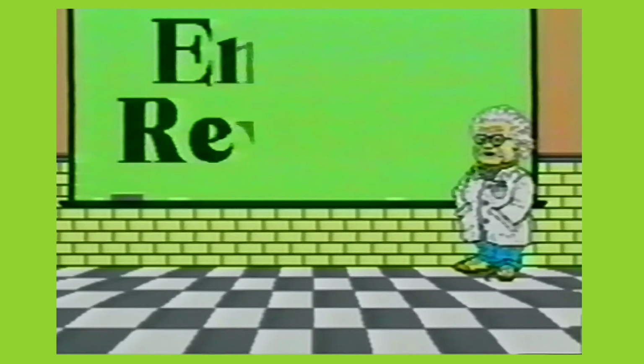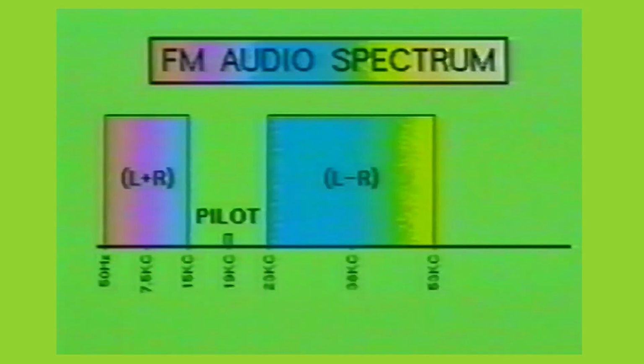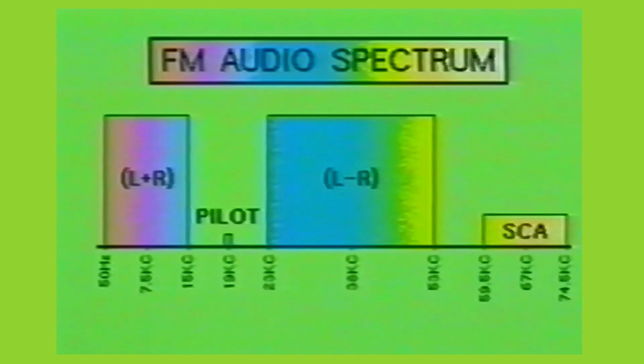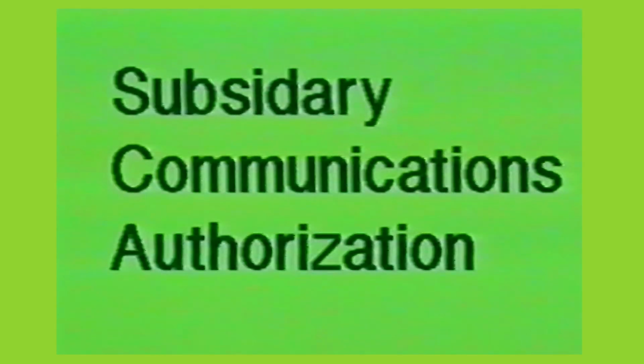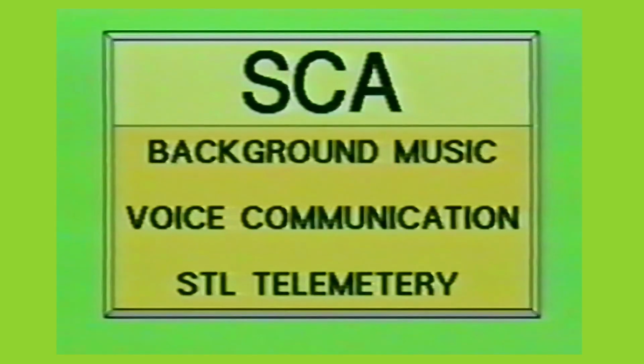This concludes review number 4. In the beginning of this video, we mentioned that an FM broadcast station might also transmit a second program in addition to the main broadcast. This second program is called Subsidiary Communication Authorization, or SCA. The SCA signal is basically used for background music, station-to-station communication, and telemetry, such as studio transmitter links, or STLs.